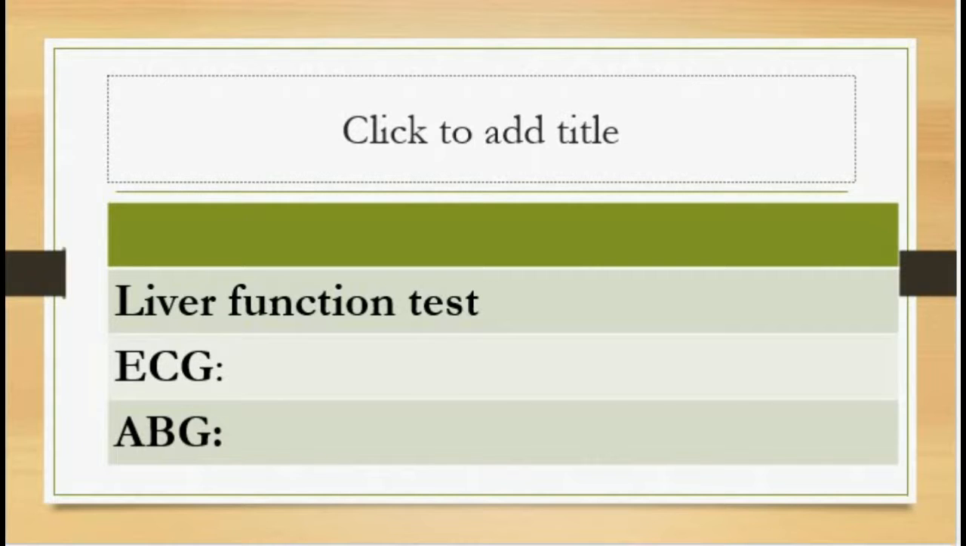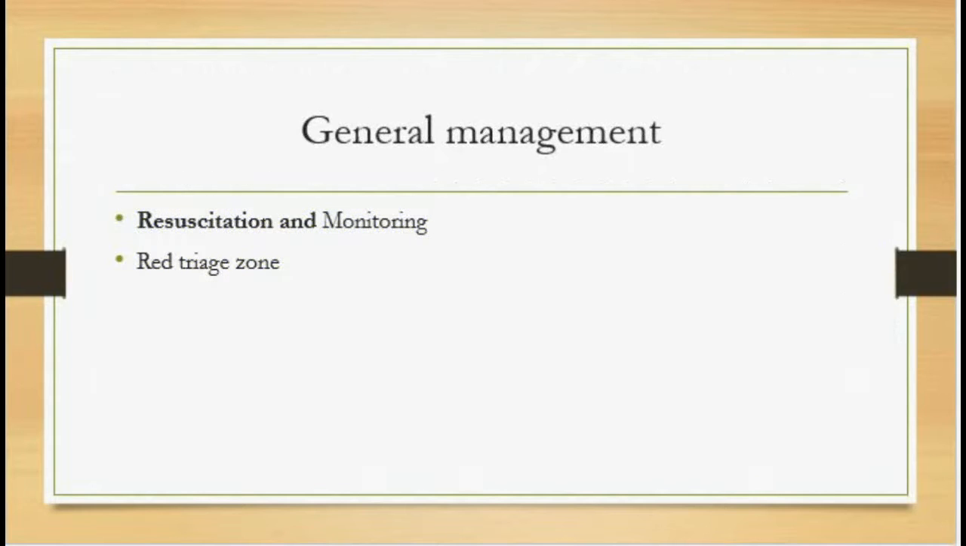Next, the liver function test, we need to do if we suspect any mild hepatic dysfunction. And next, ECG is to detect any arrhythmia, especially if the snake bite is from Naja species. And next, we also need to do ABG to monitor and assess respiratory function, and also to detect any metabolic acidosis in renal failure. Next is the management.